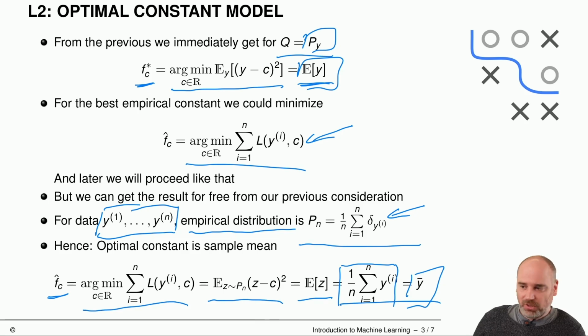So, okay, it looks a little longer. I'm not even sure whether this is much shorter in writing than directly minimizing this thing here. But I mentally had to do nothing. I just had to compute the expectation, and that was easy for us to do for this empirical distribution.